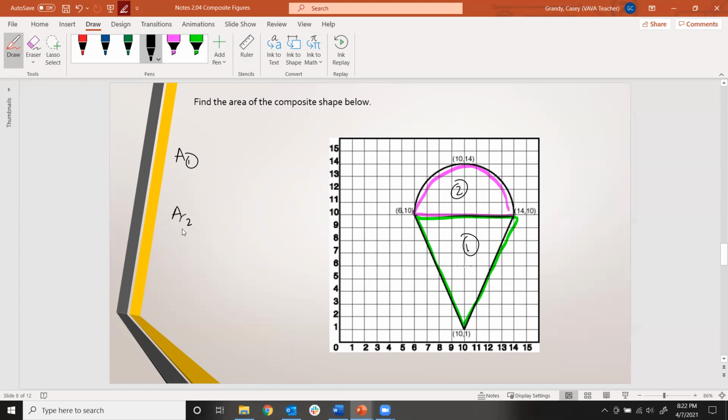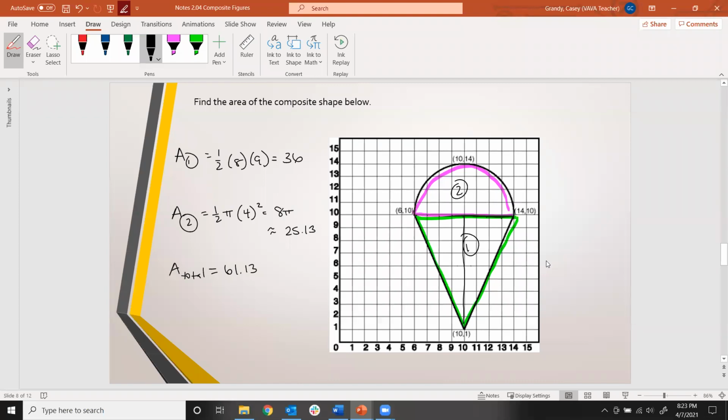Go ahead and find the area of each piece, and then find the total area of this shape. Go ahead and do that now. So the total area, you should get 61.13. The area of that triangle is 1/2 times the base of 8 and the height of 9. Remember, the height is perpendicular to the base.